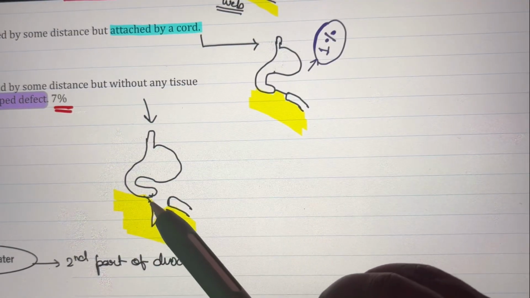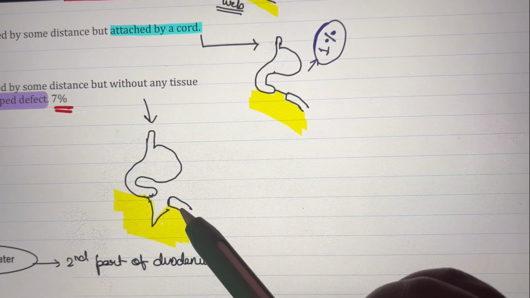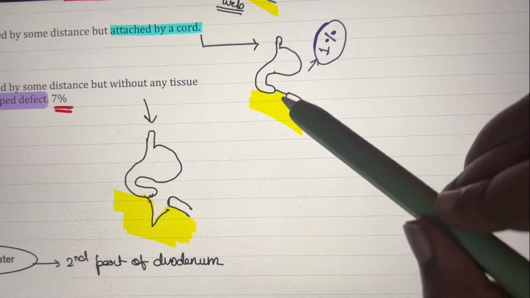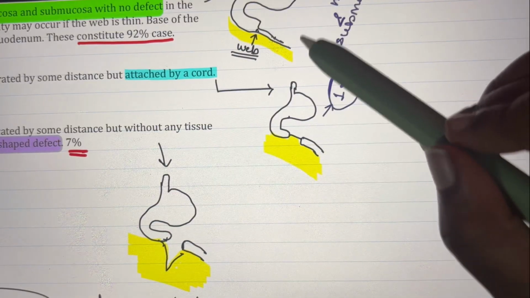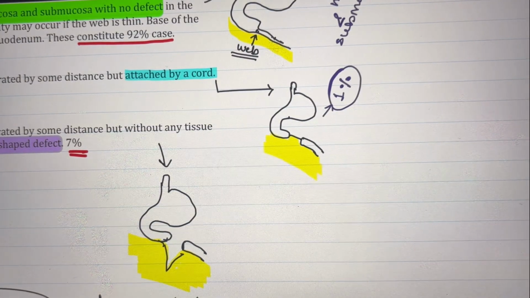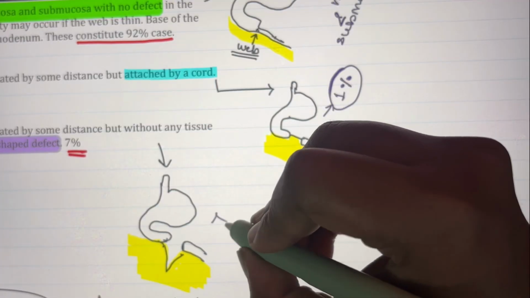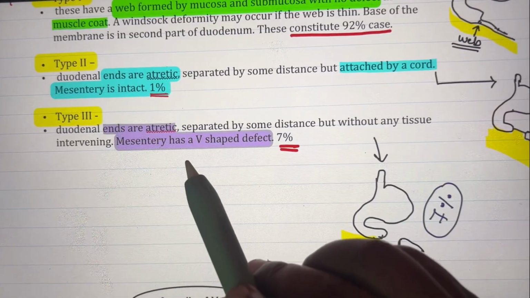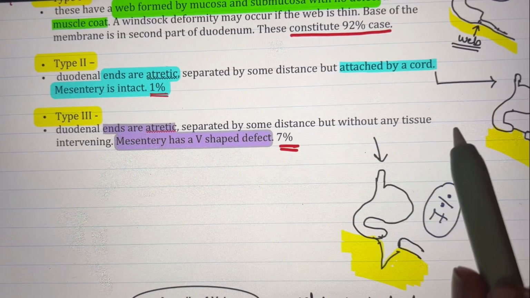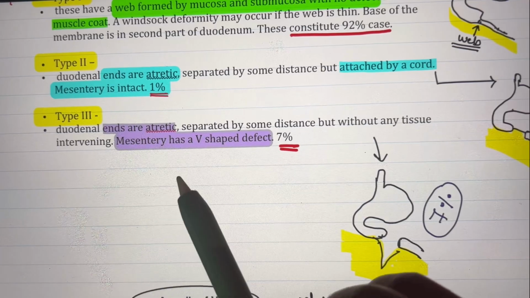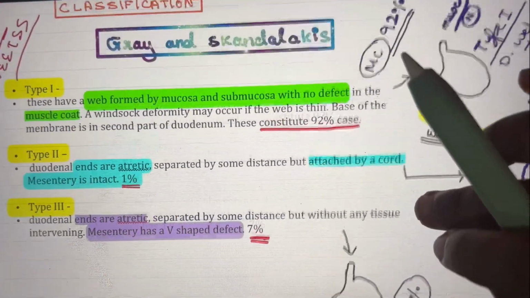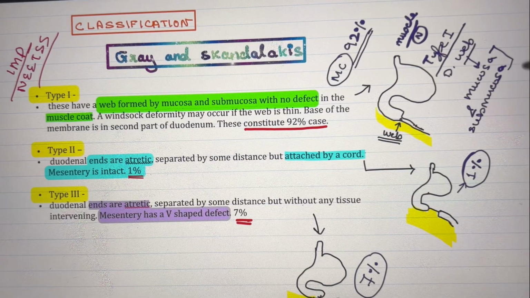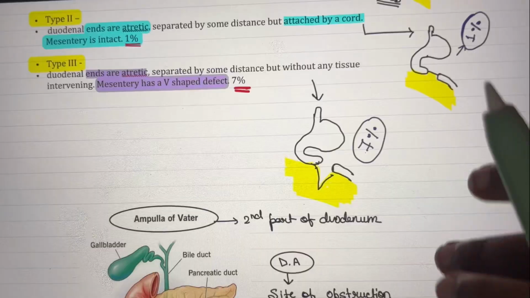In type 3, the ends are atretic and they are not attached by a cord, and there is a V-shaped defect in the mesentery. In the previous two, type 1 and type 2, there was no defect in the mesentery, but in type 3 there is a defect in the mesentery, and this is present in 7% of cases. So the duodenal ends are atretic, separated by some distance without any tissue intervening, and the mesentery has a V-shaped defect. So this is the classification for duodenal atresia, type 1, type 2 and type 3, and you can easily remember them. The most common is type 1.